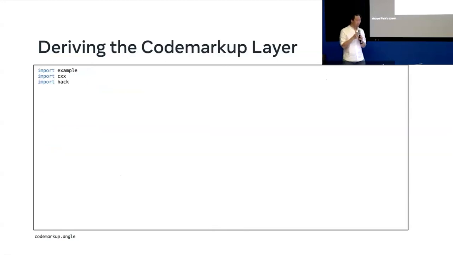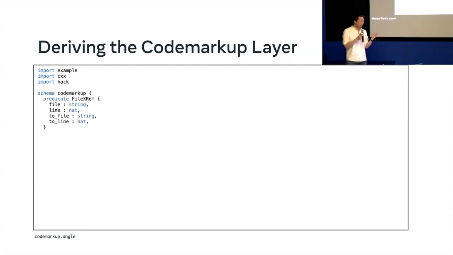Okay. So that showed a lot of how we derive new facts from existing facts. This part is showing the code markup layer. Remember earlier when I said we're going to have multiple schemas, one per language, but we're going to provide this code markup layer. So in Angle, you can import the per language schemas by using import. Assume we have something for CXX and Hack. We're importing our own example language that we've been working on so far.